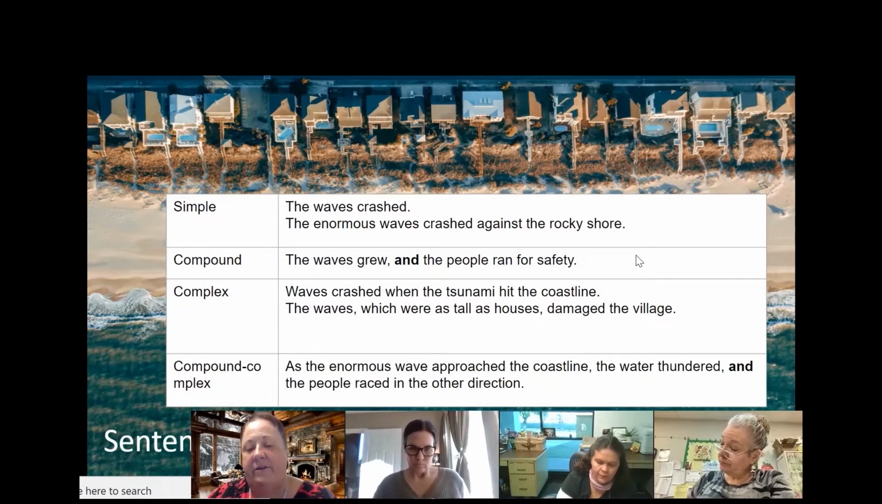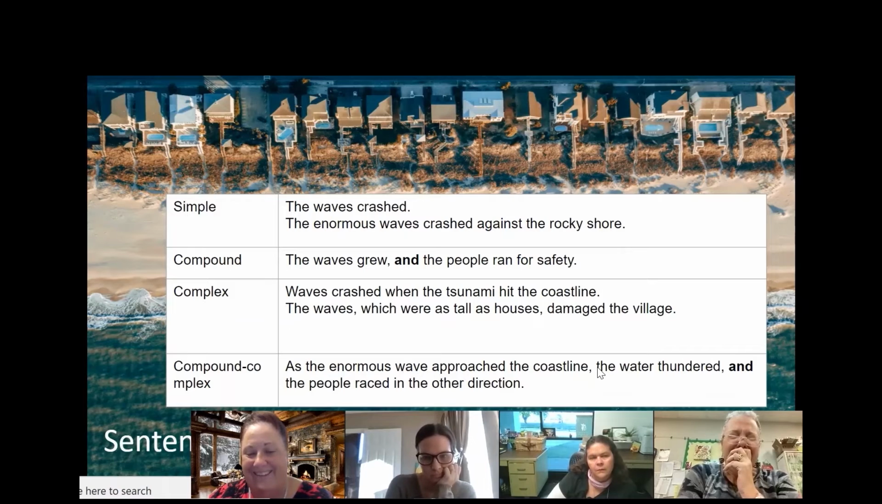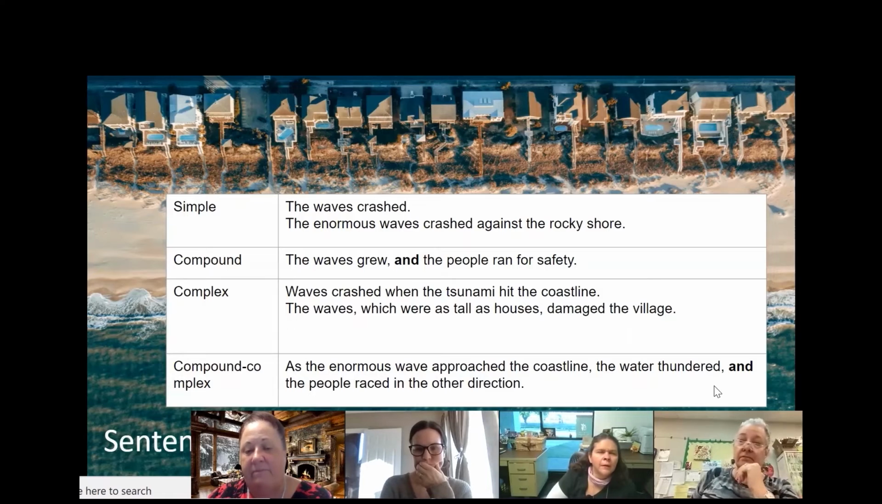So that might be done in your grammar writing kind of instruction, but this is going to be a hard sentence, right, guys? As the enormous wave approached the coastline, the water thundered and the people raced in the other direction. That's a pretty complex and tactical structure. So if you don't unpack that sentence with them, and what is the role of each component? Who is it talking about? Well, it's talking about a wave. What did it do? It approached the coastline. What are all these phrases doing? And how does that create meaning?